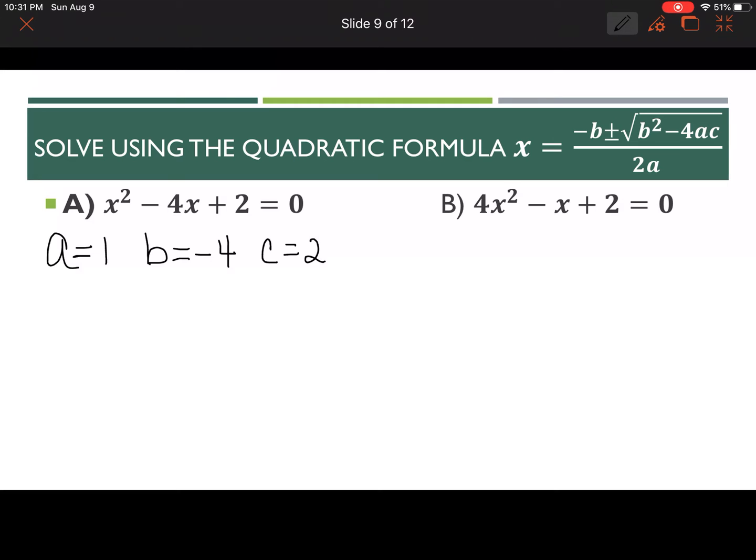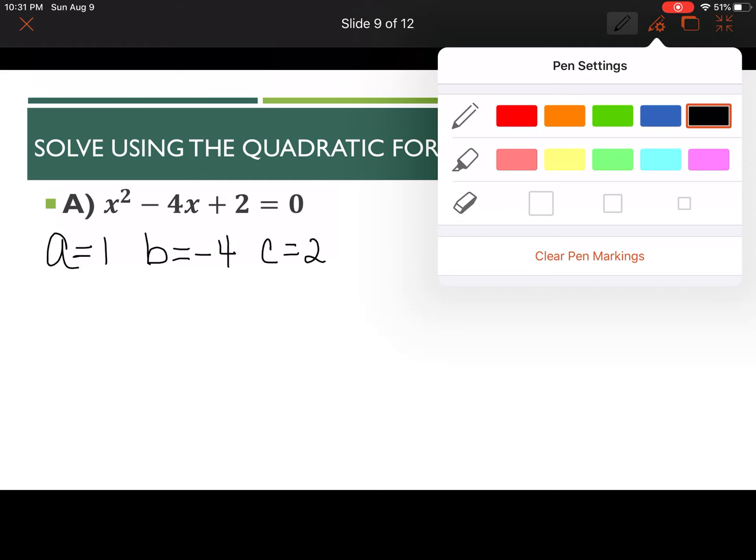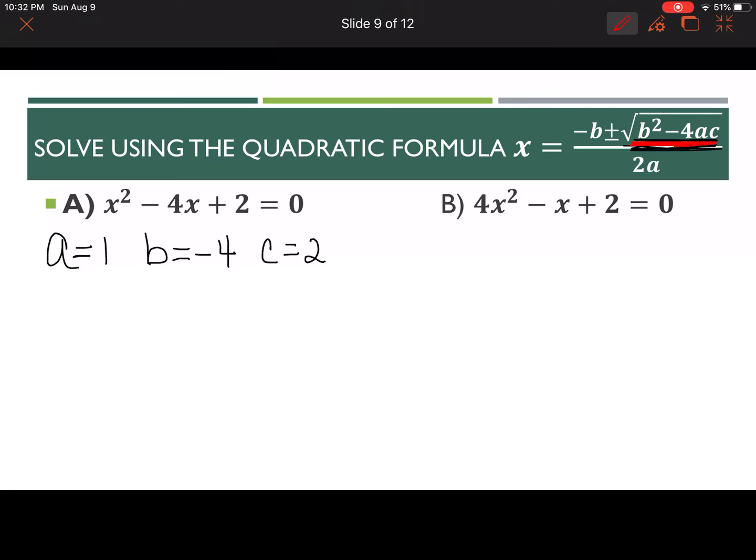I like to start with the discriminant, which again is this part underneath the square root right here. Let me switch colors so you can see that. Let me go to red. This part here, that's my discriminant. So I'm going to start off with that. Always put your negatives in parentheses when you're putting it in your calculator, because that will affect your answer. b squared minus 4 times a times c. Pause the video and type that in your calculator. You should get 8.